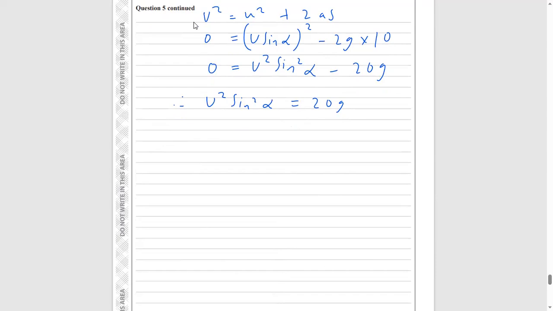Actually, do you know what I'm going to do? I'm going to make U squared the subject of the formula, because we want to get a formula for U squared. So I think it's a smart idea if we divide both sides by sine squared alpha. So we get U squared is equal to 20g over sine squared alpha. Okay, so we now know that.